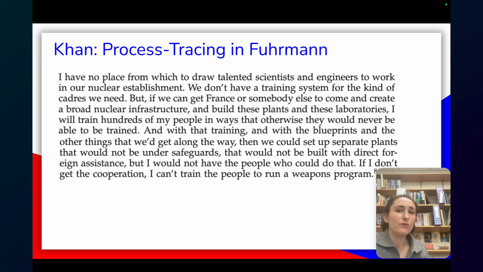But if we can get France or somebody else to come and create a broad nuclear infrastructure and build these plants and these laboratories, I will train hundreds of my people in ways that otherwise they would never be able to be trained. And with that training and with the blueprints and the other things that we'd get along the way, then we could set up separate plants that would not be under safeguards, that would not be built with direct foreign assistance. But I would not have the people who could do that. If I don't get the cooperation, I can't train the people to run a weapons program."